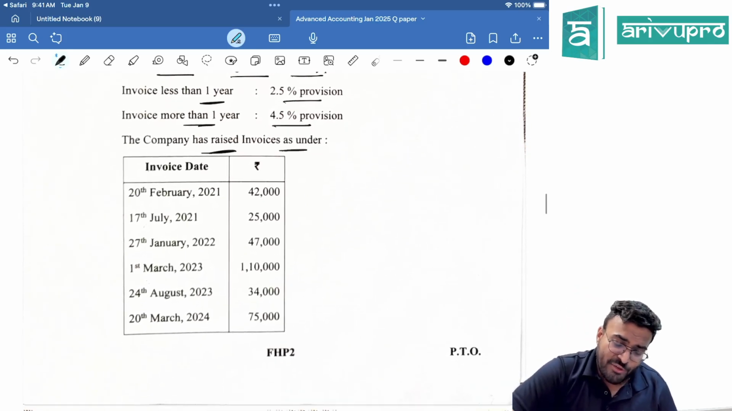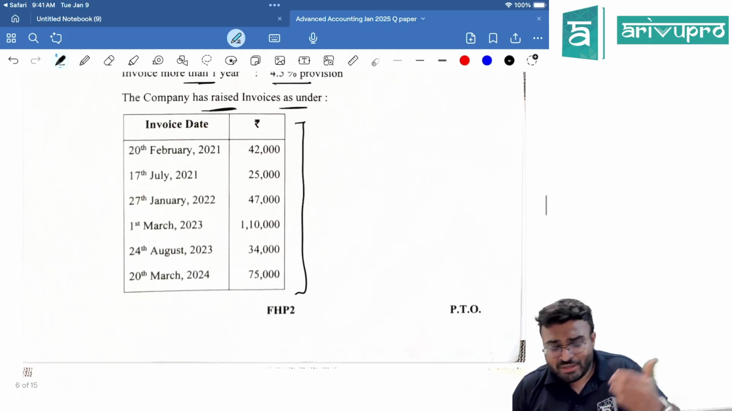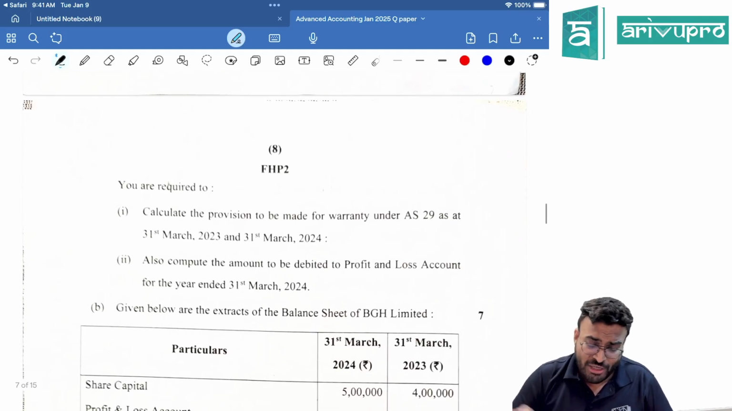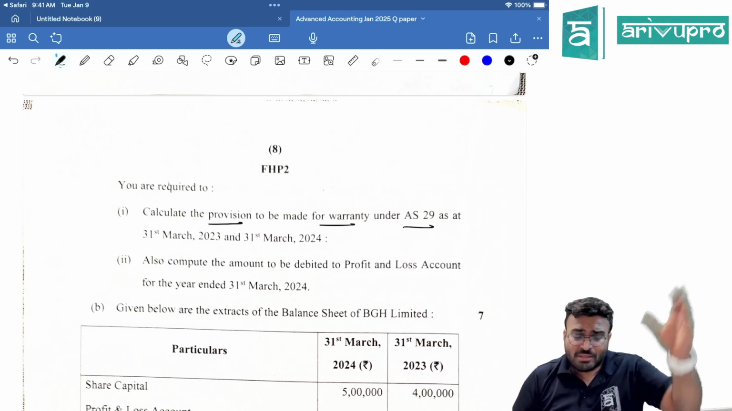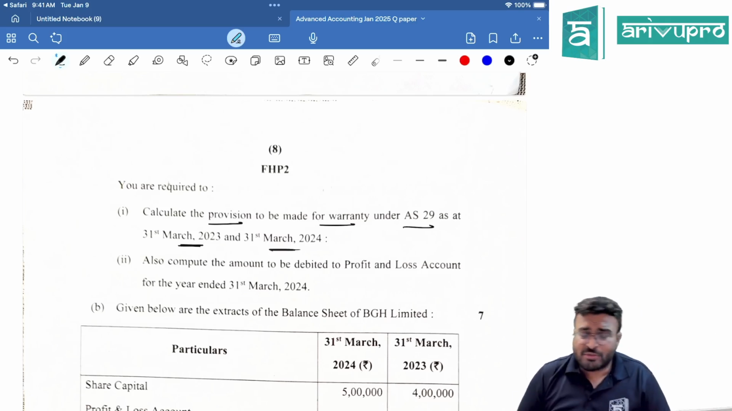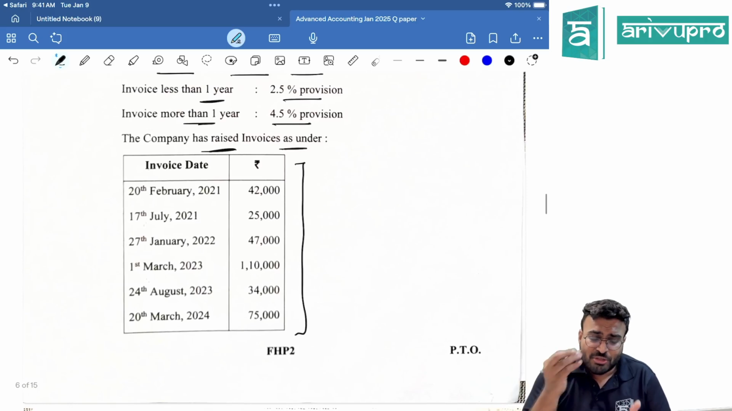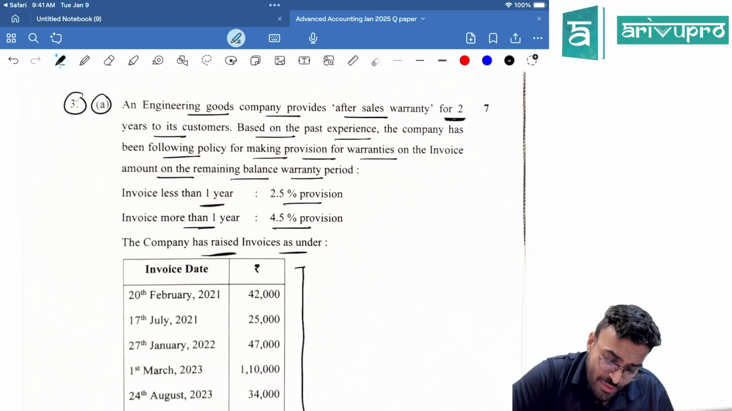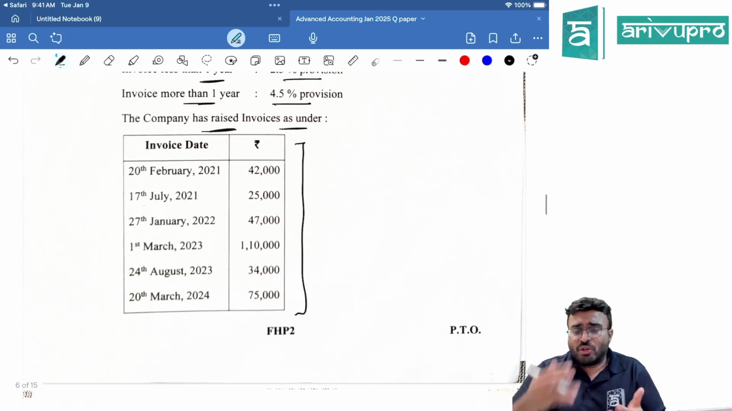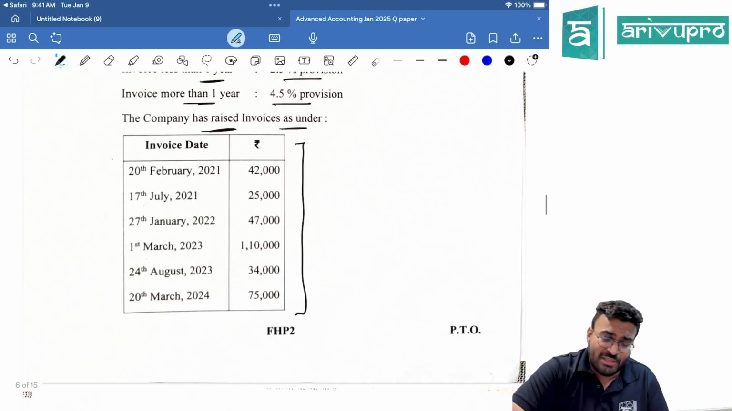The company raised the following invoices. You're going to check which is going to be less than 1 year or more than 1 year, and accordingly you're going to create provision. Calculate provision to be made. AS 29, direct question. See how much is on 31st March 2023 and 31st March 2024. On 31st March 2023, you see invoice date. So how much are they giving after sale warranty of 2 years to its customer? So on 31st March 2023, you see all these invoices.